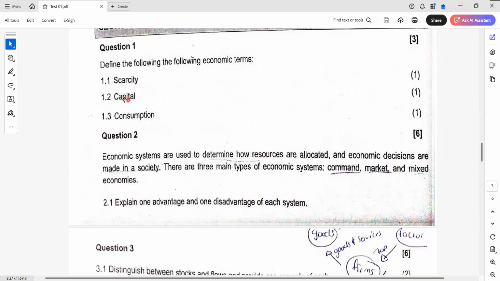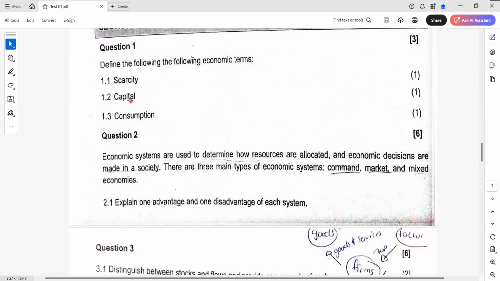So capital, I've already explained this one. In economics, we have something called capital, and it refers to basically machinery and equipment, right? So when you see capital, don't think of accounting capital. Remember, in accounting, we also have capital, which is basically the owner's contribution, right? But here in economics, when you're speaking of capital, we're just referring to the machinery and the equipment which is used in the production process.